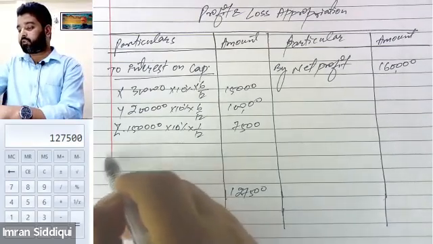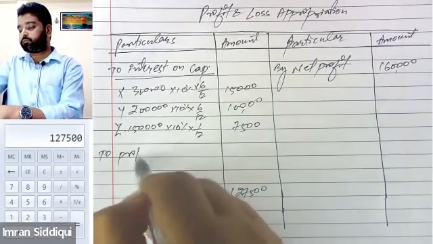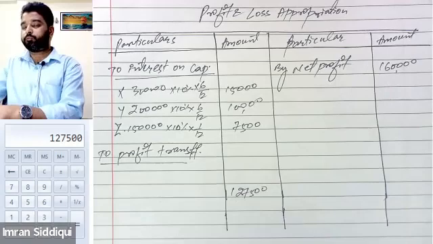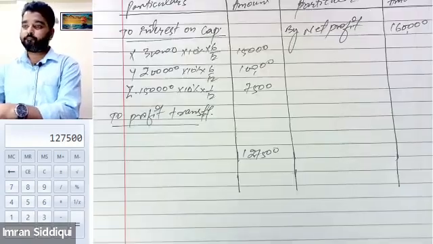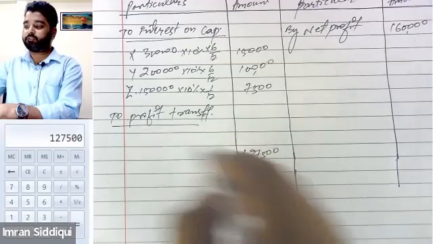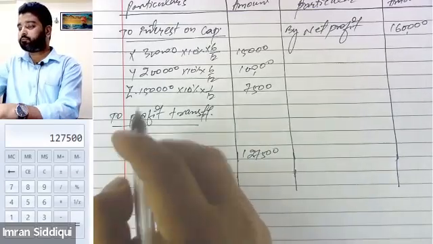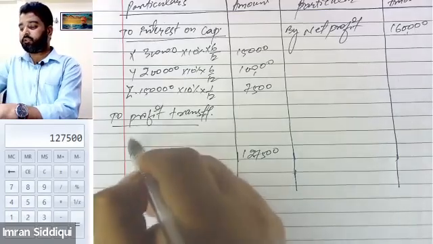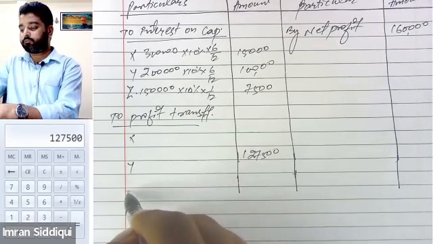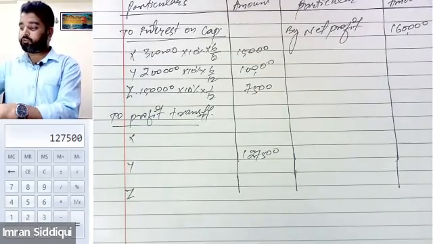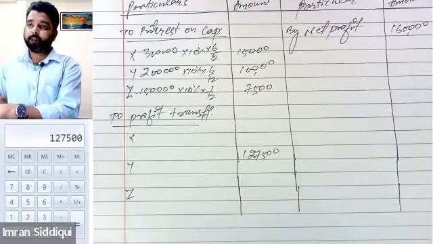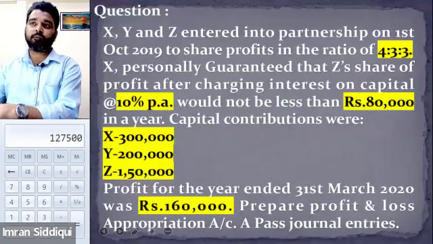This is the remaining amount of profit that needs to be distributed among the partners. So now we will write down profit transferred to whom? How many partners are there? There are 3 partners, X, Y, and Z. So this will be given to X, Y, and Z. First of all, we will divide this profit as per their profit sharing ratio. Let's come back to the slide. Their profit sharing ratio is 4:3:3.